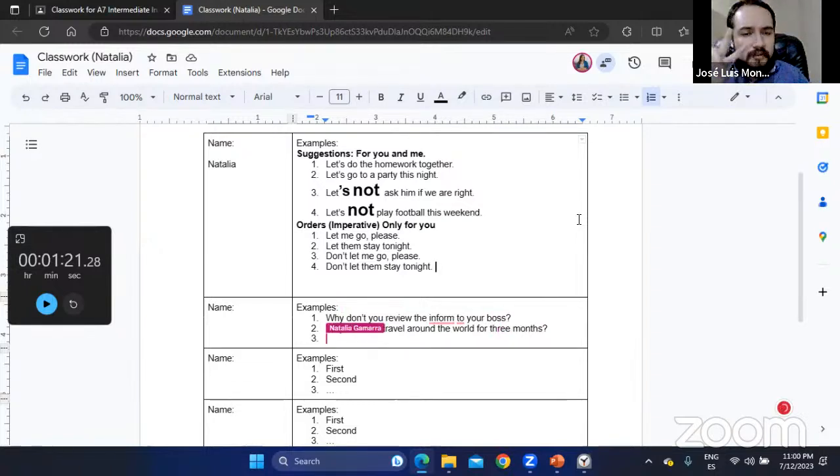So we're going to practice two things here. Now, review. Well, how can you define the verb review, Natalie? What is to review something?